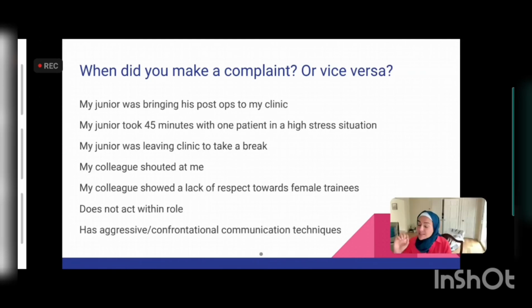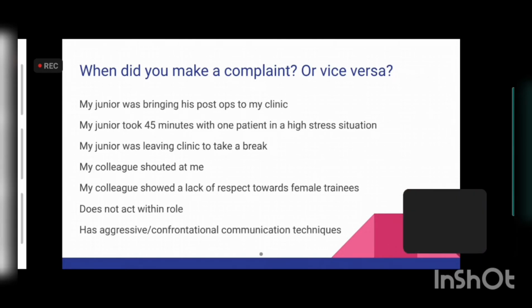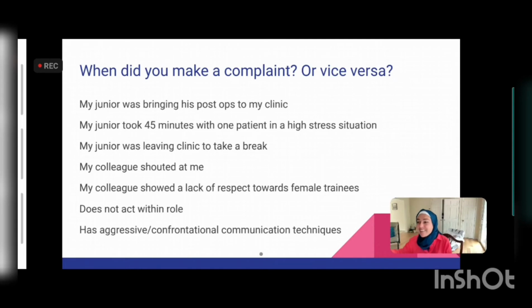My junior couldn't understand. He said, I'm bringing my post-op patients early and I'm seeing them before the clinic. I said, no, what's happening is you're bringing them early, but they're taking longer. And then that is delaying my clinic. I say my clinic, you know, our team's clinic, the clinic that you are timetabled to be in. Now, that was a time when I made a complaint against a junior, and I talked to him directly, and then I talked to the clinical director, and I said, I'm not happy with this.